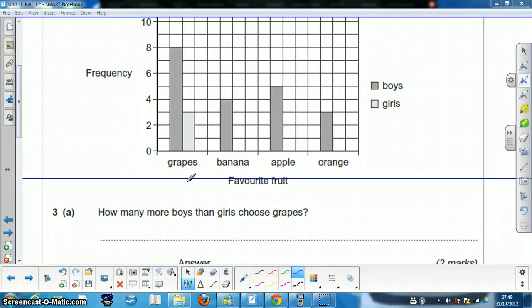8 boys chose grapes. 3 girls chose grapes. But the question is how many more boys than girls? So it's going to be 8, take away the 3, equal to 5.